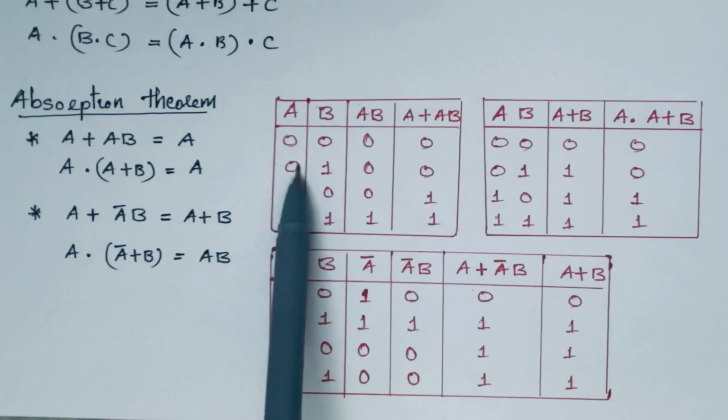Now if you compare this A plus AB with A, you can understand both are the same. A value is 0, 0, 1, 1. A plus AB is also 0, 0, 1, 1. So this is the proof of the absorption theorem: A plus AB is equal to A. Same way we can prove the second one also. This is A dot (A plus B) is equal to A.